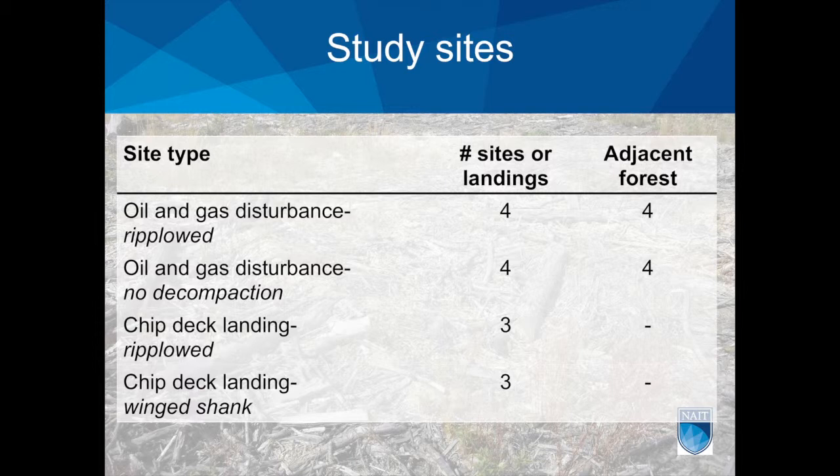So this is just a table summarizing the sites I'm going to be talking about today. There were 4 sites in oil and gas disturbed areas. I'm going to often call them well sites, but this does encompass borrow pits and sump sites as well. 4 of these sites had been plowed in 2008 and then planted the following spring. And then we also looked at 4 oil and gas disturbances that had not had any compaction or decompaction treatments done to them. They ranged in age from 0 to 10 years old. And then we looked at 3 chip deck landings that had been ripplowed, and 3 chip deck landings that had wing shank, which is another type of plow, and I'm going to explain that next. And then we also, can't forget, looked at the adjacent forest in these particular sites as a benchmark.